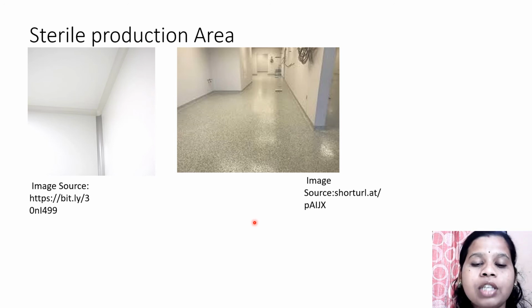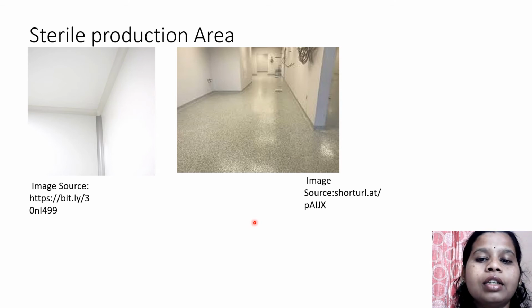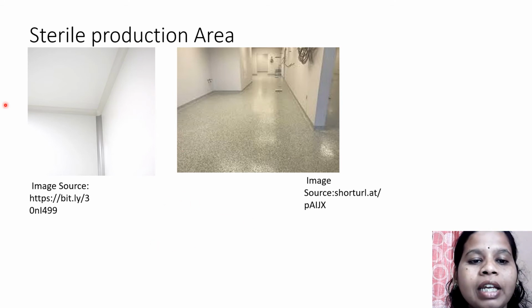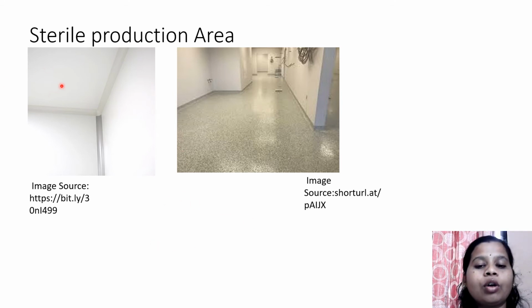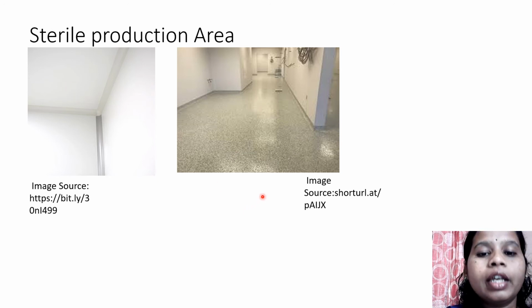Then epoxy resin paints or polyurethane paints are also used to avoid cracking and peeling in the walls and the ceilings. Walls and ceiling should be well sealed so that there is no contamination, and the lighting sources are always kept inside the ceiling so that they cannot allow the entry of contaminants because of that light source, as well as the non-useful switches are always kept outside the areas.